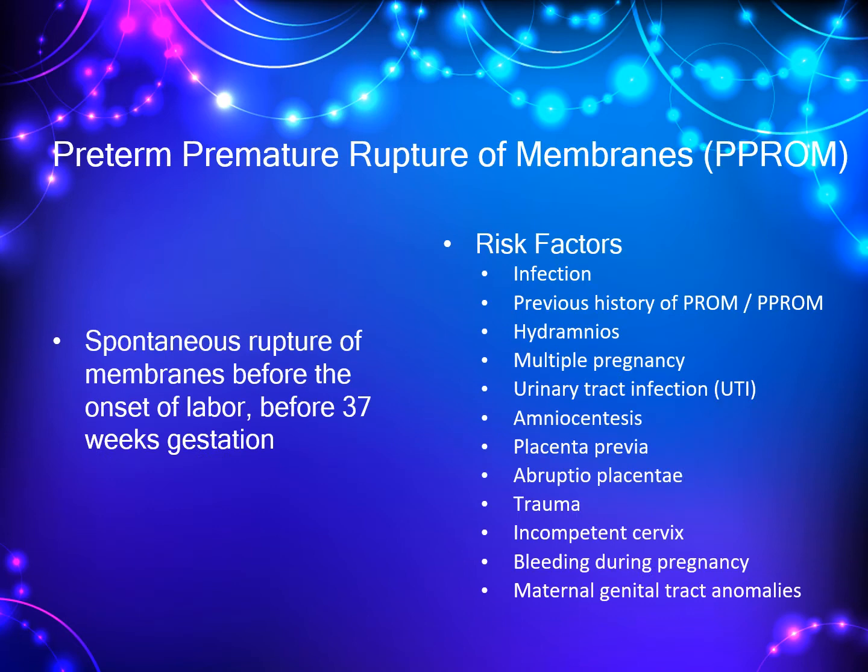Then we're looking at the preterm premature rupture of membranes. So this is a spontaneous rupture of membranes before the onset of labor, but also before 37 weeks gestation. Risk factors include infection, a previous history, hydramnios, multiple pregnancy, UTI, amniocentesis, placenta previa, abruptio placentae, trauma, incompetent cervix, bleeding during pregnancy, and maternal genital tract anomalies.